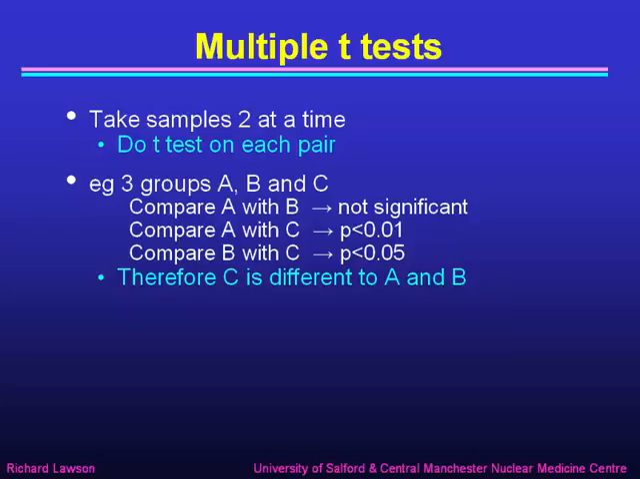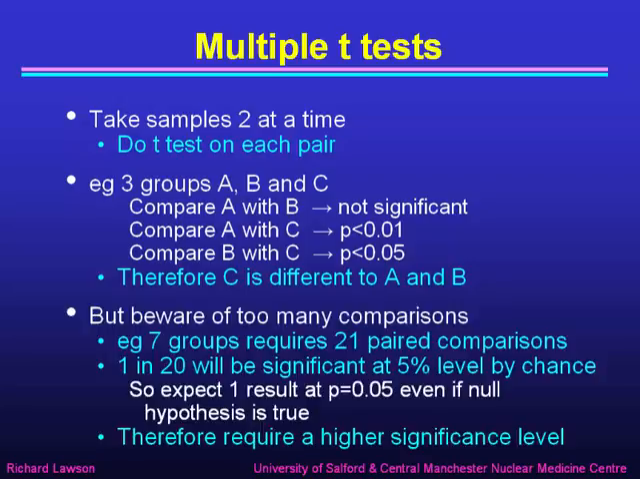So from those 3 results, we can easily see that group C is different to A and B, because A and B are not different from each other, but A differs from C and B differs from C. So that seems a fairly straightforward way of doing it with 3 groups, but if we get too many comparisons we have to be a bit careful, because if there were 7 groups we would do 21 paired comparisons.